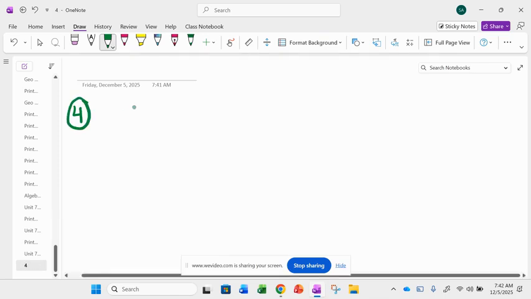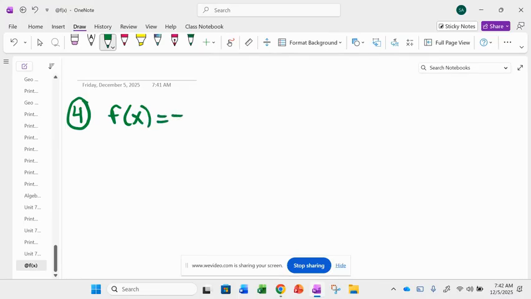So you guys try this. F of x is equal to negative 3x squared plus 12x minus 7. And I just want you to write this in vertex form.